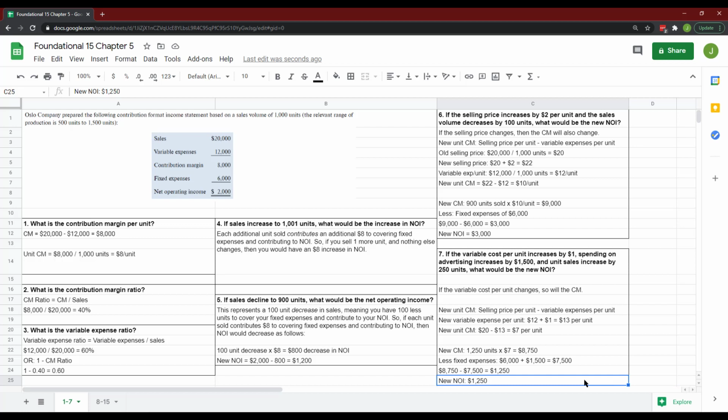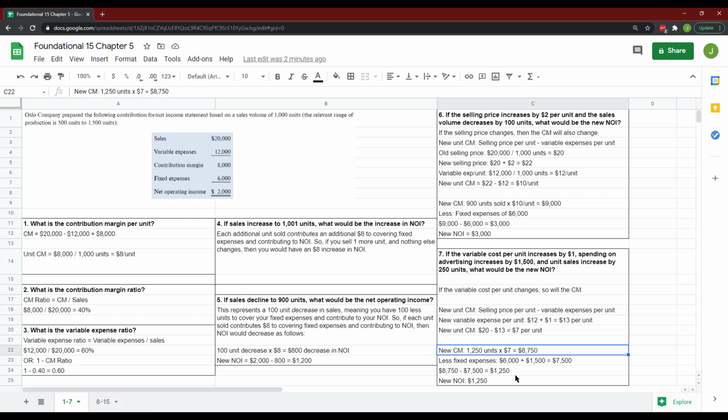Because now, although you're selling 250 more units, those 1,250 units in this case aren't contributing enough dollars to cover and compensate for that increase in fixed expenses. Now you have $1,500 more to cover. And one way to look at this is to say, well, our new CM is $8,750. What was it before? It was $8,000, right? So your contribution margin only went up by $750, but you now only have $750 to cover $1,500 more in fixed expenses. So that increase in contribution margin wasn't quite enough to compensate for that increase in fixed expenses.